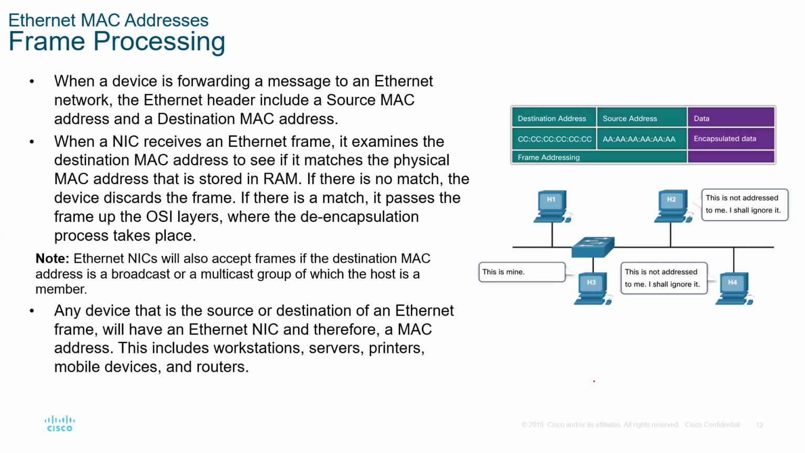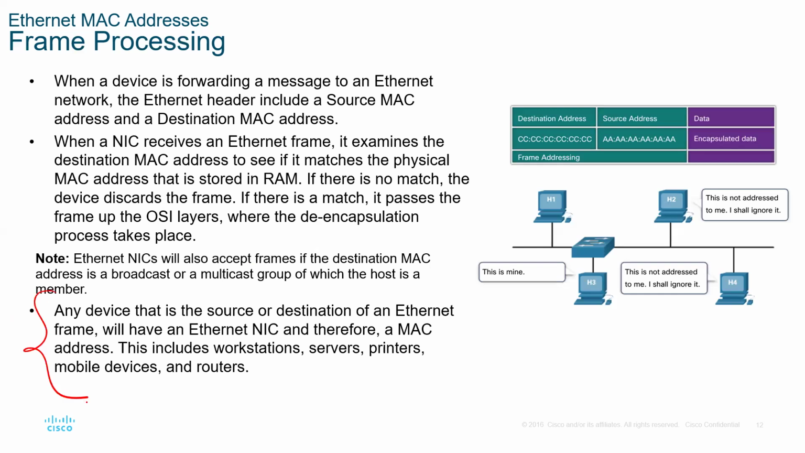Any device that is the source or destination of an Ethernet frame will have an Ethernet NIC and therefore a MAC address. This includes workstations, servers, printers, mobile devices, and routers. To break it down, there is nothing much to break down. When we are forwarding a message, we have the source and the destination.